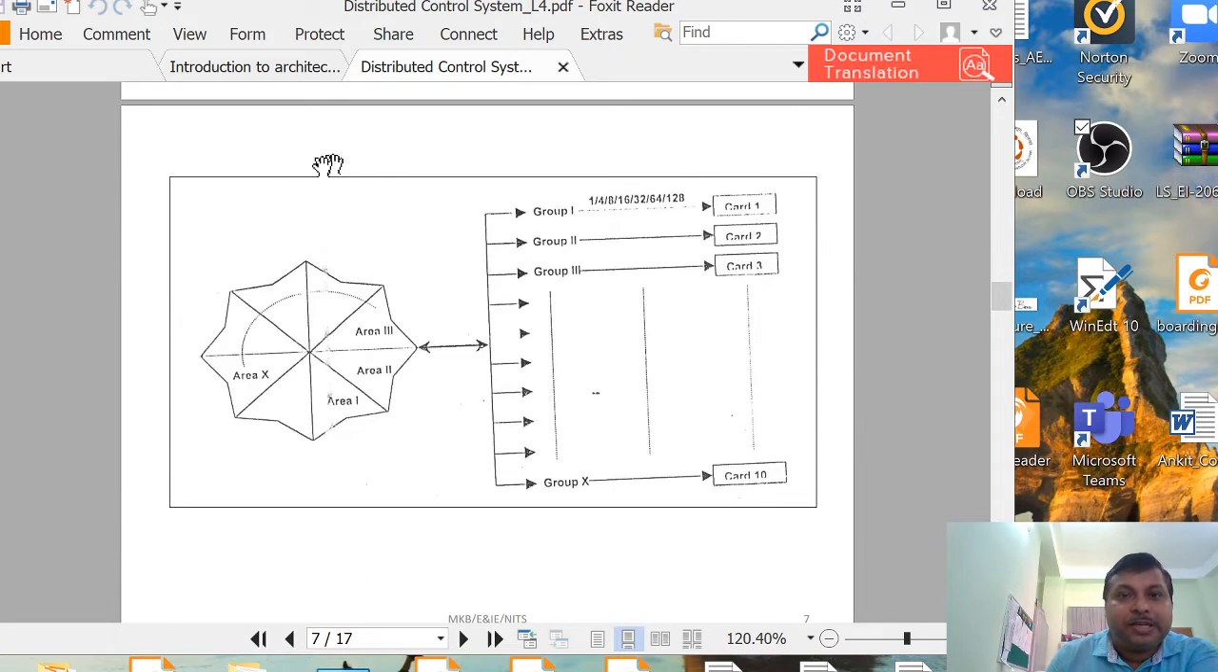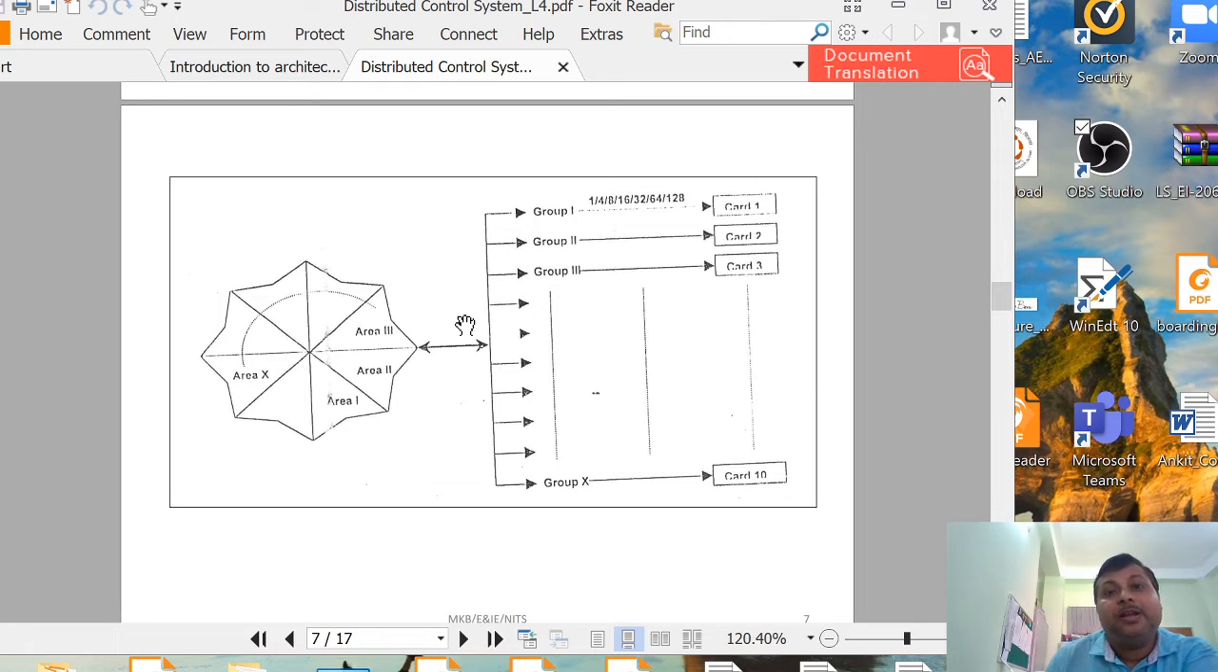Now, pictorially it is represented. You see the whole plant is divided into several areas: area 1, area 2, area 3, area X. Depending on the input and output devices present in the area, the grouping can be done with 1, 4, 8, 16, 32, 64, 128 number of IOs, and these IOs are connected to the IO card. So now from here it is very much clear that if any card fails, then what will happen? Only a group will be affected, not the whole plant.